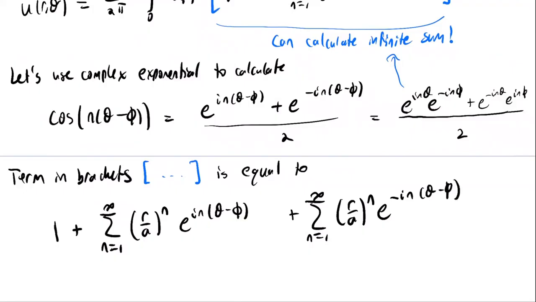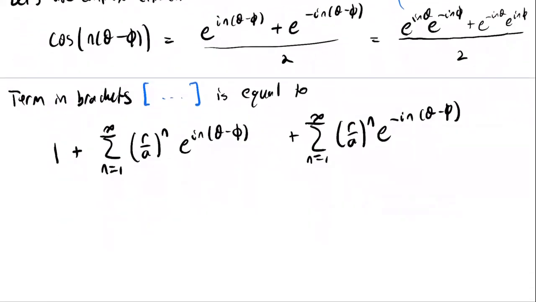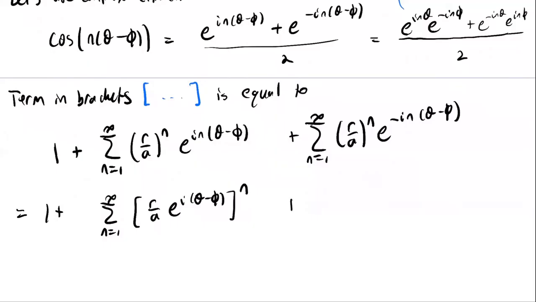Right. But what I'm going to do is write this as a geometric sum. So we're going to see very soon that this is a geometric series, and we have a solution formula for geometric series, so I can plug that in and actually evaluate both of these things, right? So this is equal to 1 plus the sum from n equals 1 to infinity. I can write each of these terms as r over a times e to the i theta minus phi, all raised to the power n. And similarly, my second sum is the sum from n equals 1 to infinity of r over a times e to the minus i theta minus phi to the n.